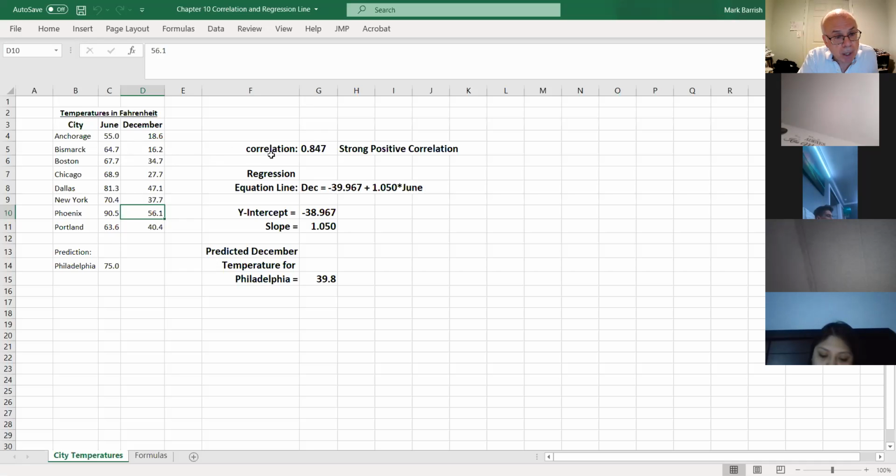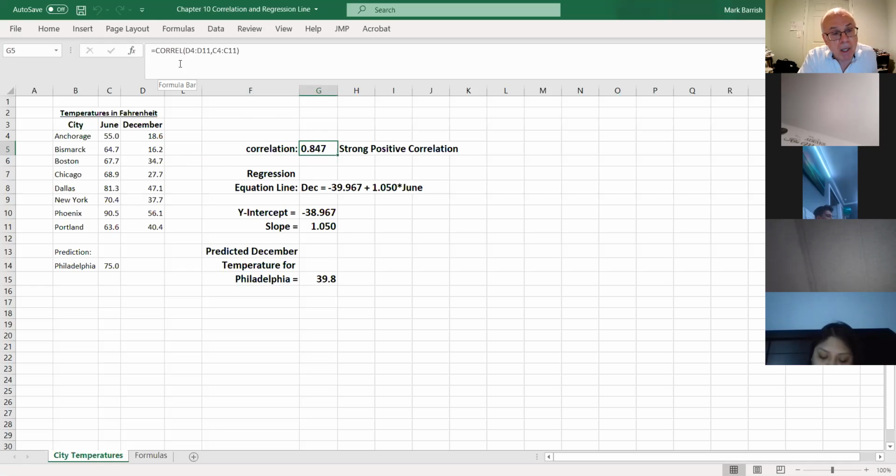So how do we do that? In column F, I type in the word correlation, with a colon next to it. You can actually type in anything you want. Right next to it, I have what's called a formula. A formula always starts with an equal sign, so you type an equal sign in this cell. Then you type in the function. This is a function, CORREL. Guess what that stands for? Correlation, right? So you just type it in.